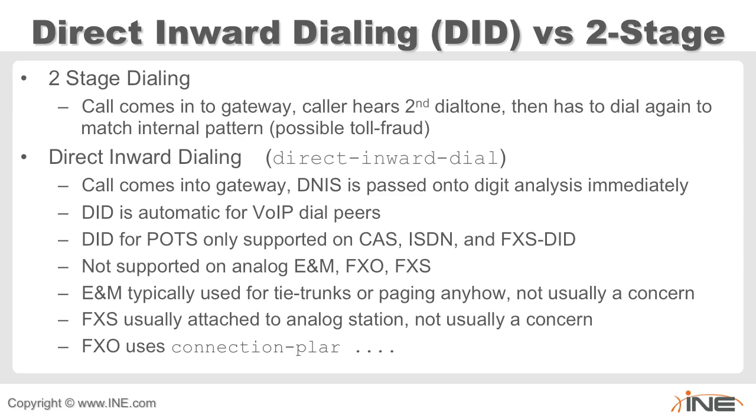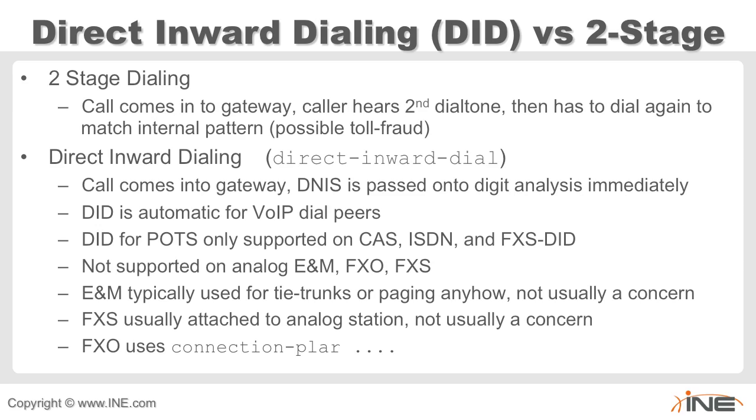Okay, E&M, well, that's typically used for tie trunks or paging or music on hold anyhow, so that's not usually a concern. FXS, standalone FXS, that's usually attached to an analog station, right? One of your analog lobby phones or manufacturing floor phones or elevator lift phones, something like that. So that's not usually a concern. FXO, the way that we take and process calls coming in from the PSTN without the ability to do direct inward dial, is through something called connection-PLAR, PLAR being private line automatic ring down.